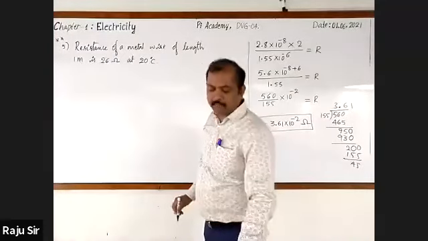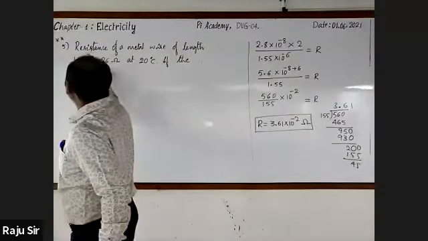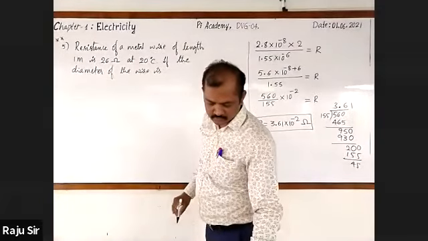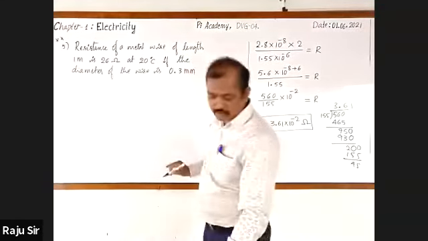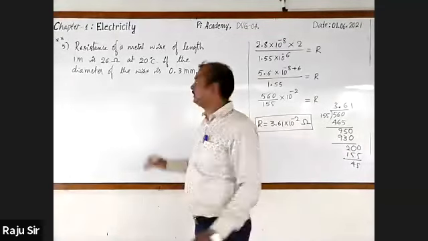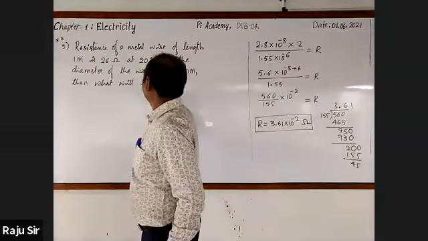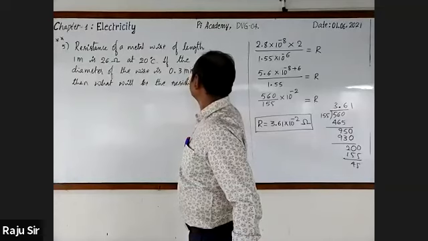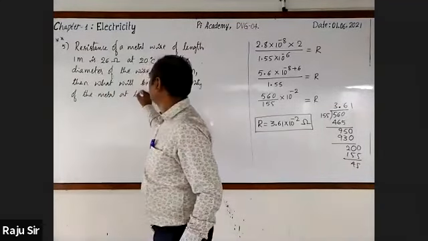First, if the diameter of the wire is 0.3 millimeter, please consider the unit, then what will be the resistivity of the metal at that temperature?